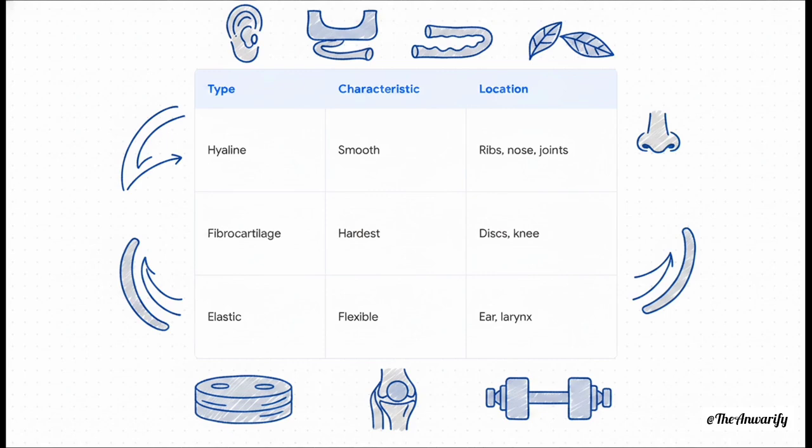Second is fibrocartilage. This is the absolute hardest, toughest type of cartilage in your body. It acts as a heavy-duty shock absorber in your intervertebral discs and your knee joints. And third, we have elastic cartilage. Just like it sounds, it's the most flexible type, found in structures that need to bend but keep their shape. Think of your outer ear or your larynx.